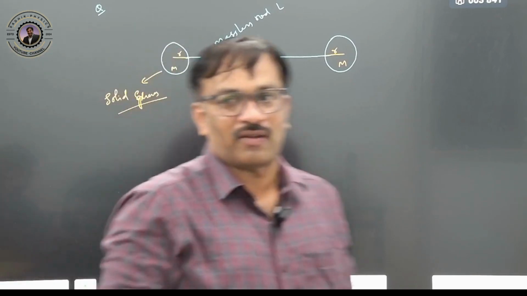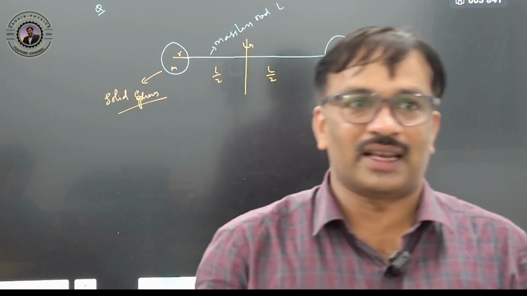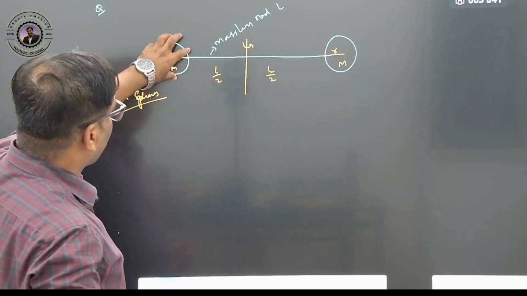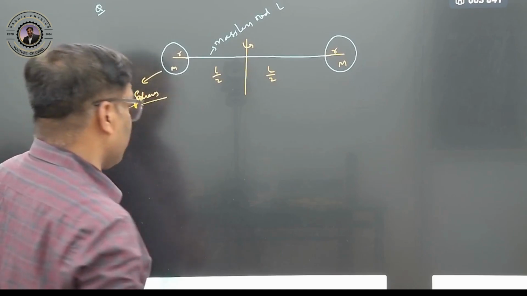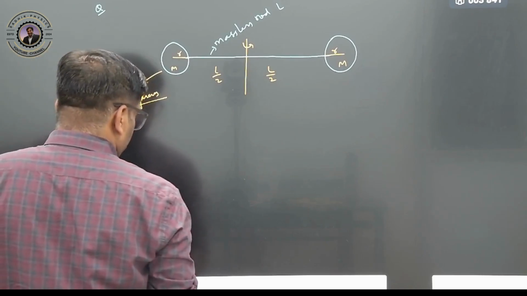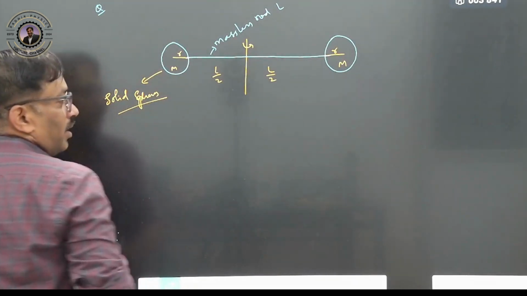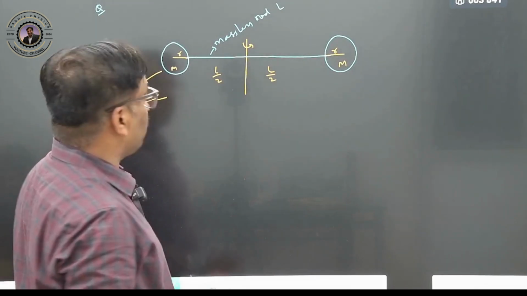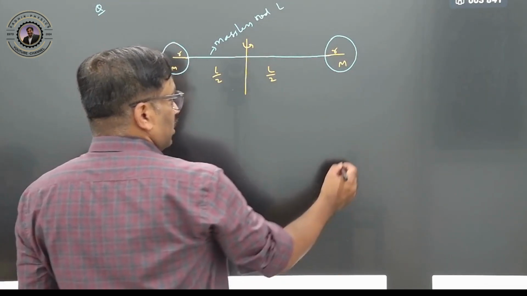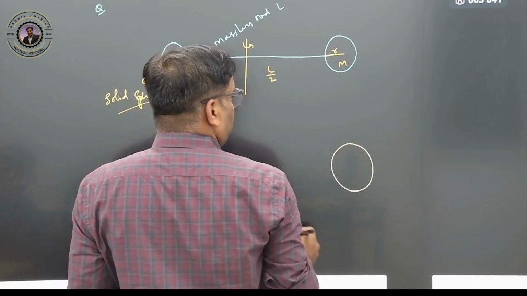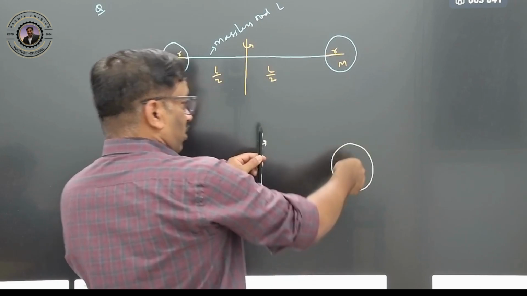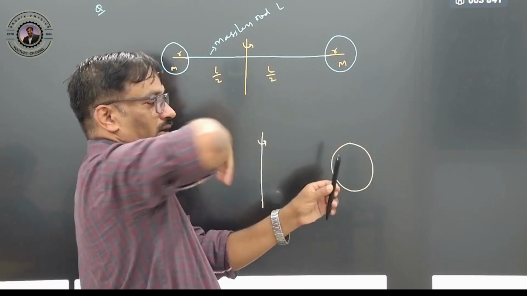Here, like our previous problem, we cannot take it as m1 and so on, because these are huge masses. So what you have to do here is apply the parallel axis theorem. So this is one sphere, and you want to rotate it about this axis, so the sphere will come like this.